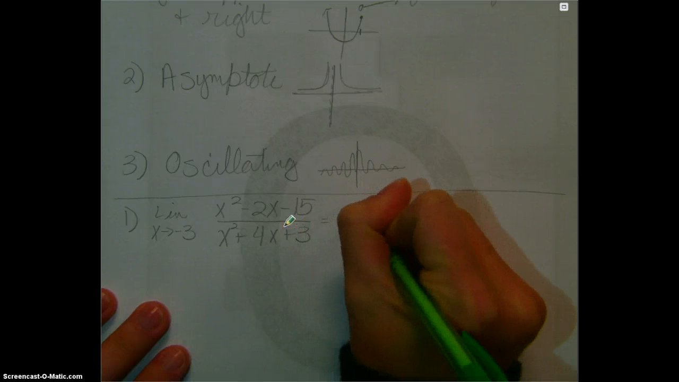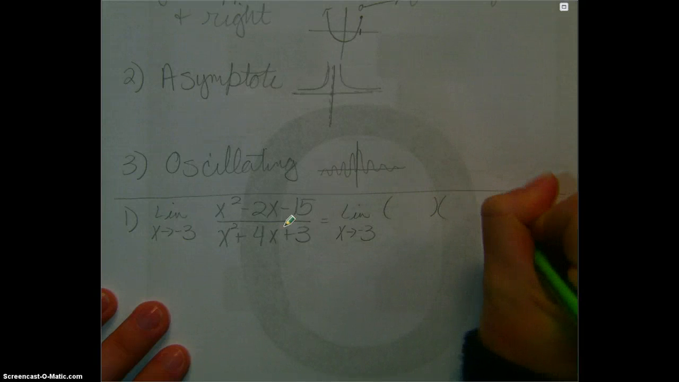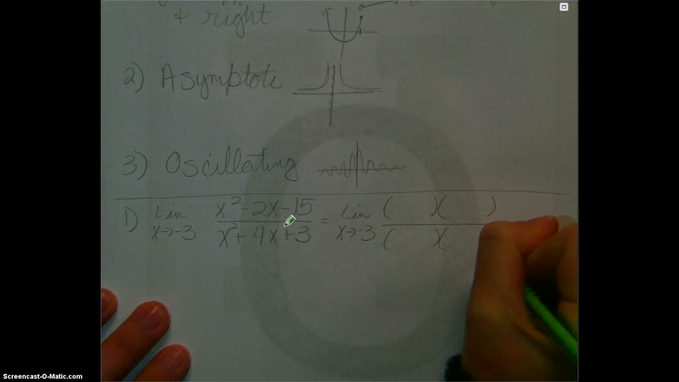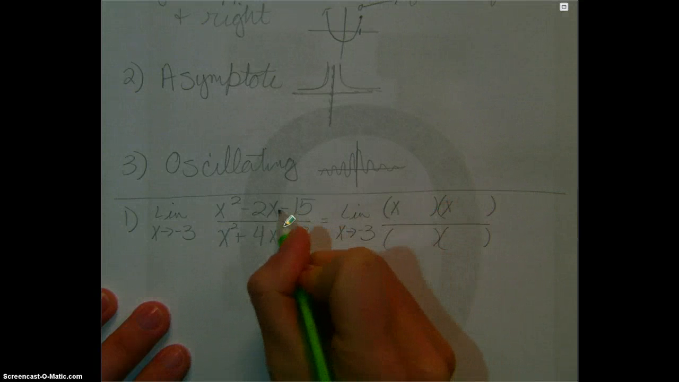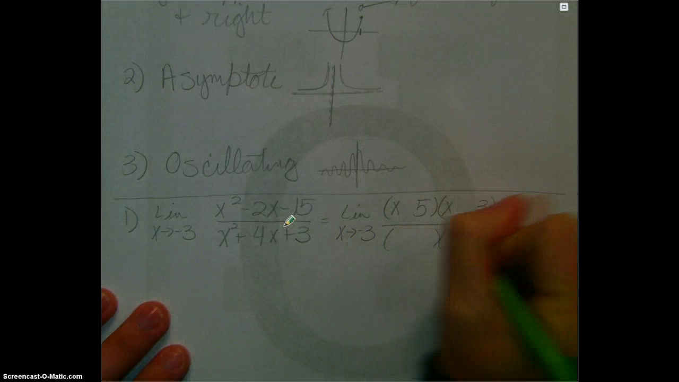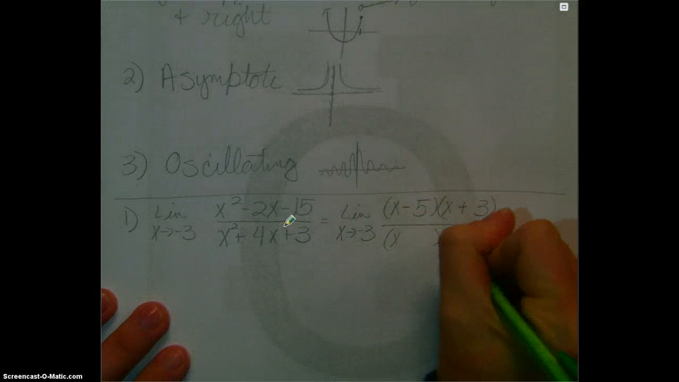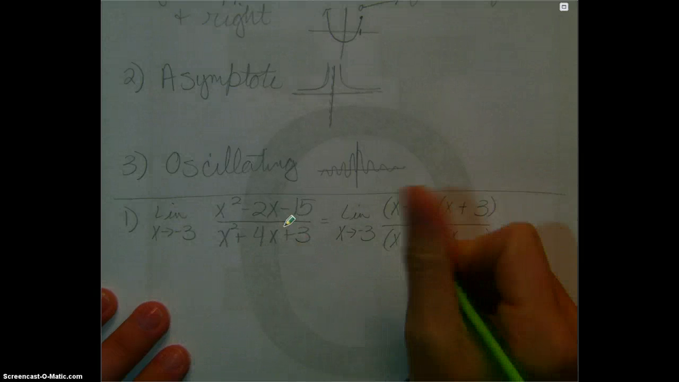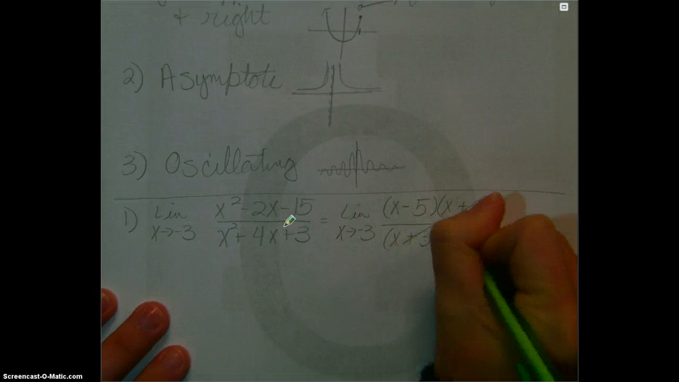Part of the work that I can do is to factor. That's one of my tricks that I can use to help me. In this case, I'm going to factor the top and the bottom, and I'm going to hope that one of my factors is going to cancel out. On the top I'm going to have x and x, and my factors of 15 that will subtract to give me -2 are going to be 5 and 3, and I'm going to need the 5 to be negative and the 3 to be positive. On the bottom, my factors of 3 that will add to give me +4 are going to be +3 and +1. And so there's my factor right there that's going to cancel out.